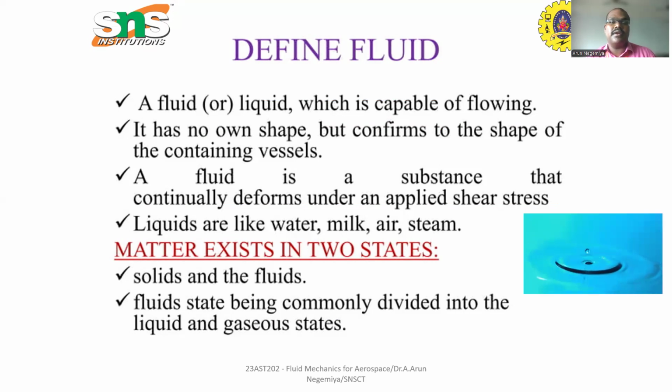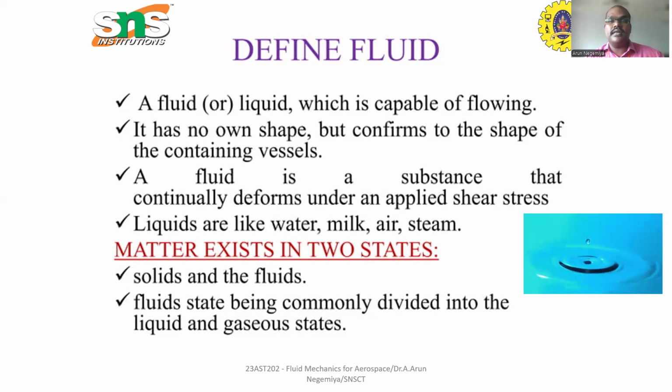For example, fluid or liquid. In day-to-day life, we use many liquids like water, milk, air, petrol, and diesel. These are all liquids and fluids we can use. Generally, fluid is arranged in an atomic manner. By comparing the atomic structure, it can be classified into three types: solid state, liquid state, and gaseous state.